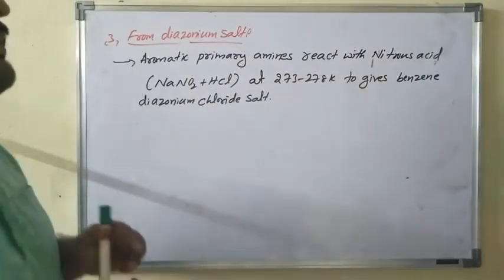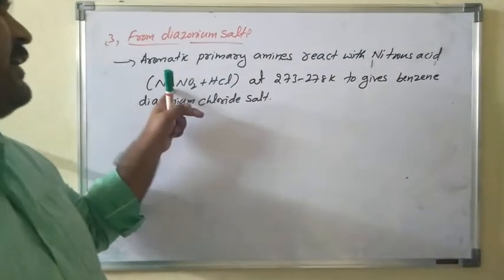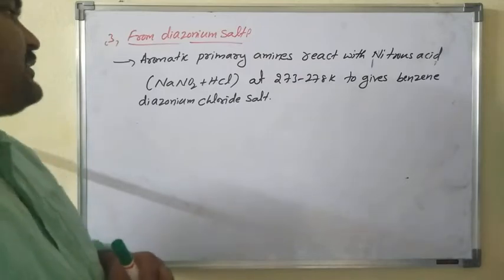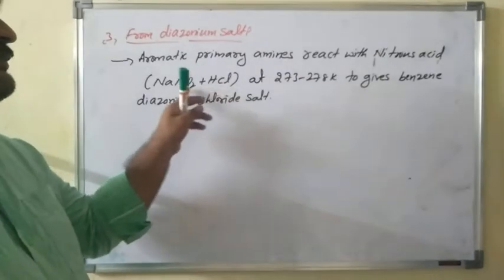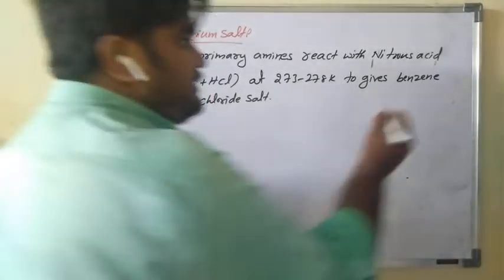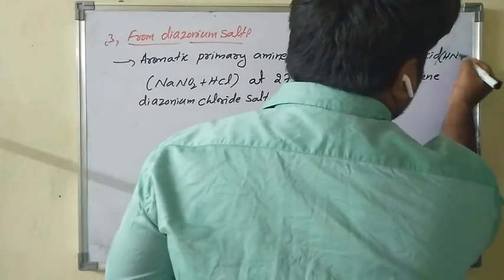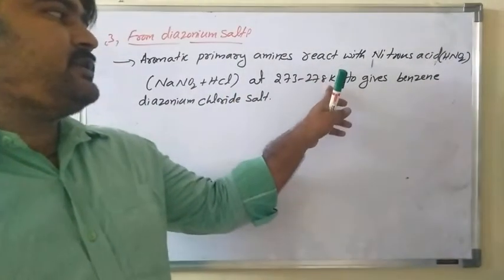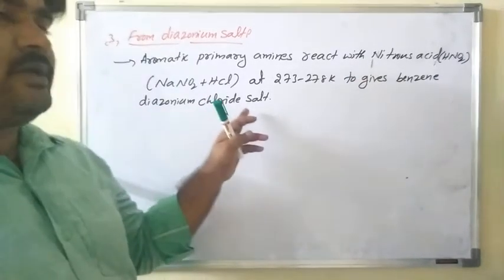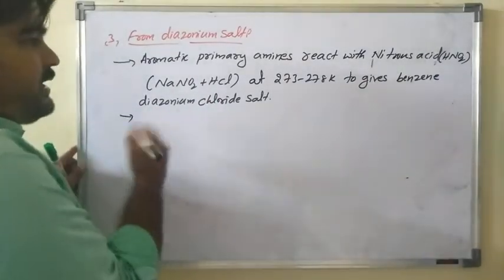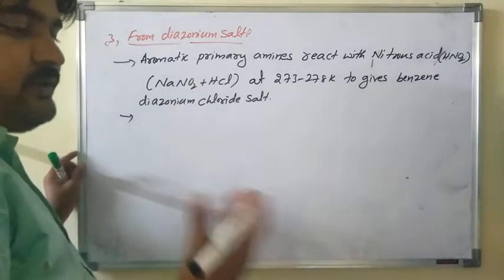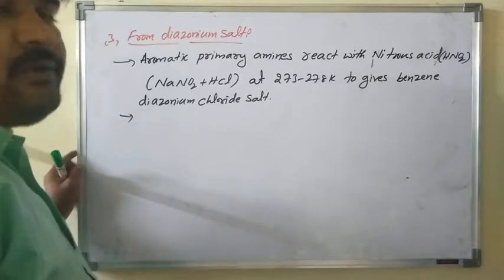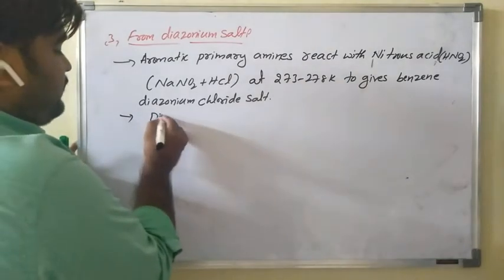See, aromatic primary amines react with nitrous acid, from NaNO2 plus HCl. Nitrous acid, HNO2, is produced. What is the nitrous acid formula? HNO2. So at 273 to 278 Kelvin temperature, it gives benzene diazonium chloride salt. This benzene diazonium chloride salt is then converted to phenol by treating with warm water or dilute acid.